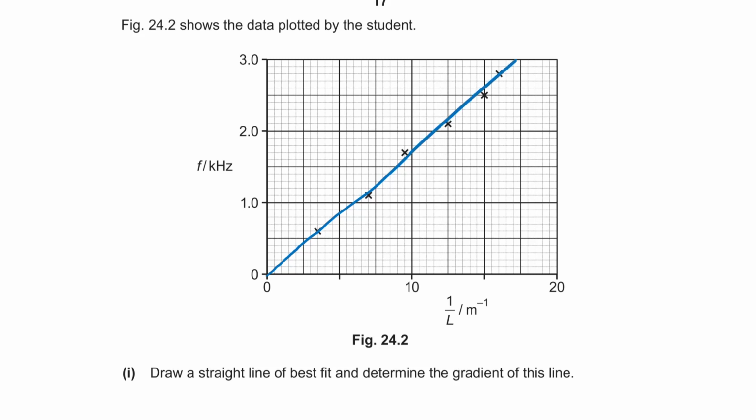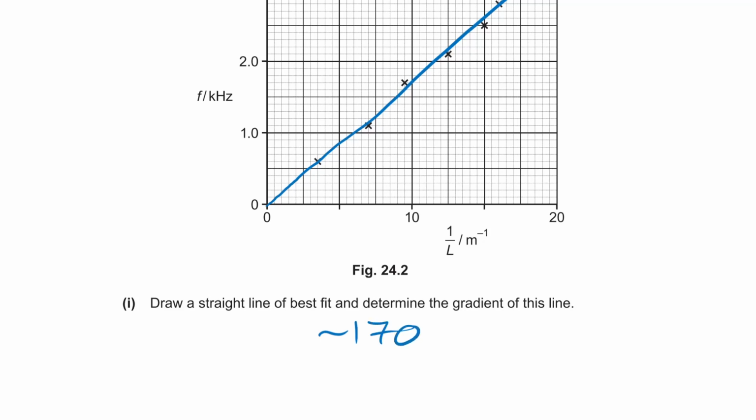So let's have a look at this graph: f against 1 over L. Draw a straight line of best fit and determine the gradient of the line. Easy peasy. You should get about 170.